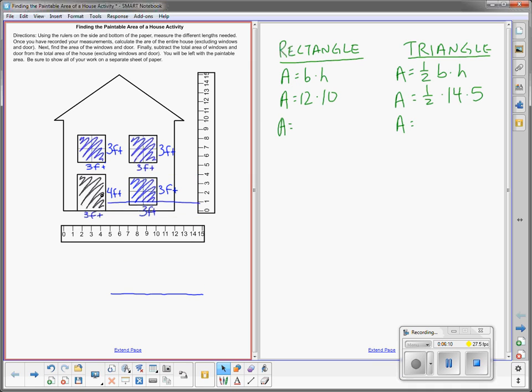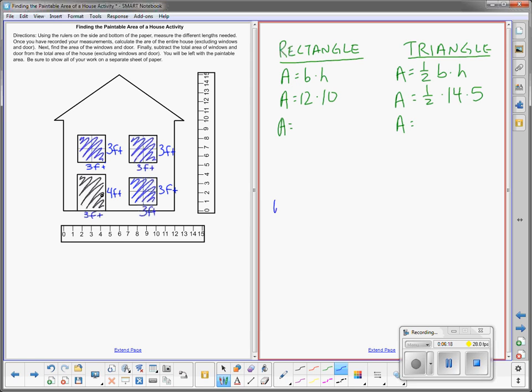Now I finally have all the measurements I need. So when I come over to the other side to start writing this out, I might say window. Instead of saying square, I could just say the window. And the window is base times height since it's a square. I'll plug in my numbers. And I would do this 3 times because I have 3 of the same size windows. Or I could just find one and multiply it by 3.